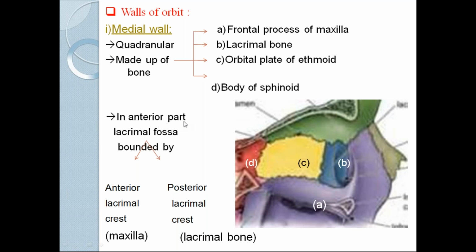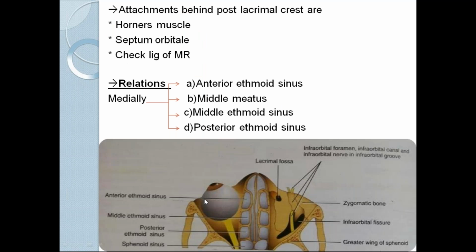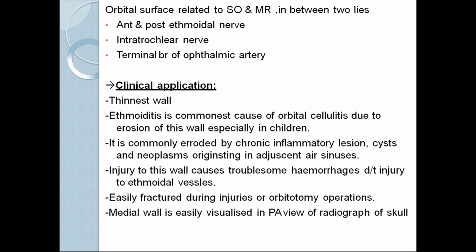In the anterior part, the lacrimal fossa is bounded by the anterior lacrimal crest, which is from the maxillary bone, and the posterior lacrimal crest from the lacrimal bone. Okay, so I told you the attachments of the medial wall, and these are the nerves. What is the importance of the medial wall? This is the thinnest wall. This is a viva question for you: what is the thinnest wall? Then we have to say that it is the medial wall.